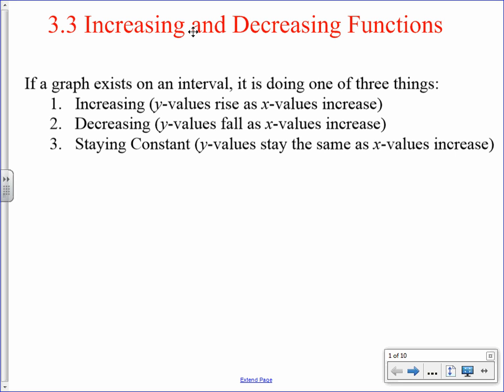It's called the first derivative test. Okay, so now, what does it look like if our function is increasing?